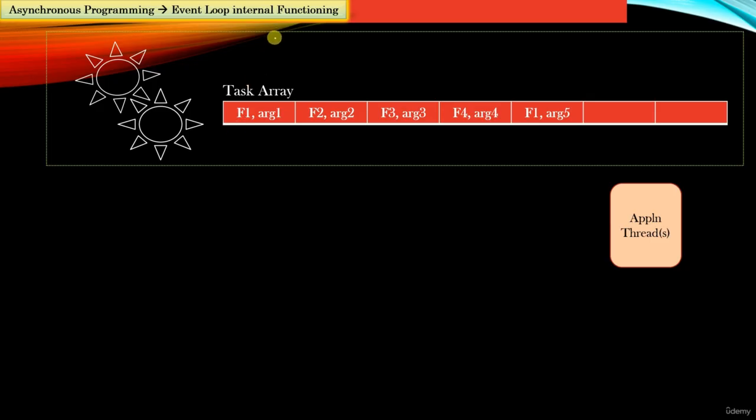So guys, now in this slide, we are going to discuss the event loop internal functioning. As you can see on the diagram, these two gear system actually represents a thread, which is called an event loop thread. This thread executes in an infinite loop. It can only suspend and resume, but it never terminates.